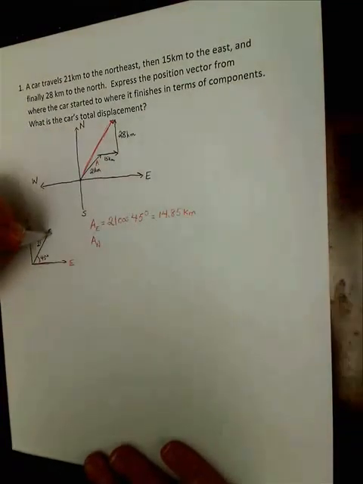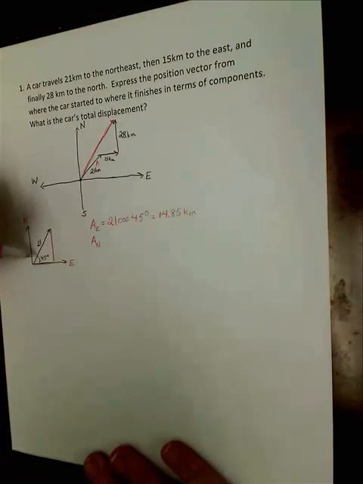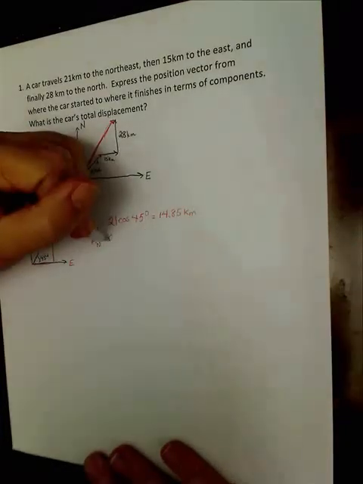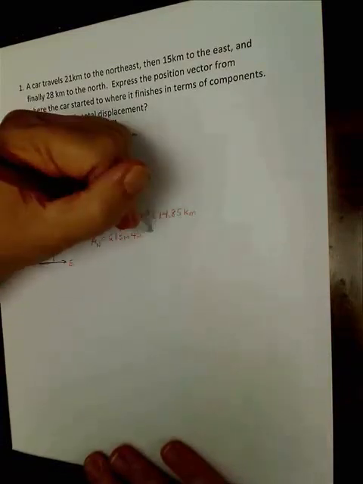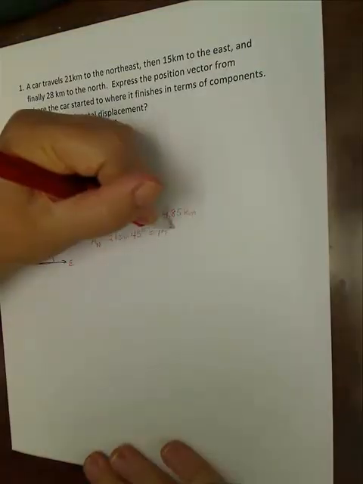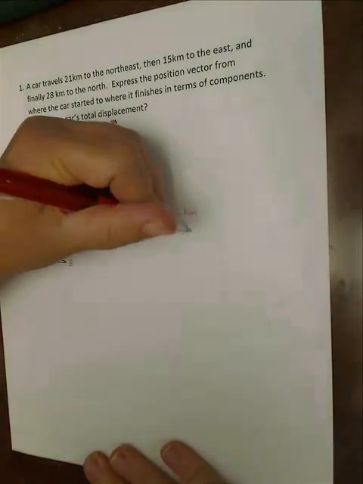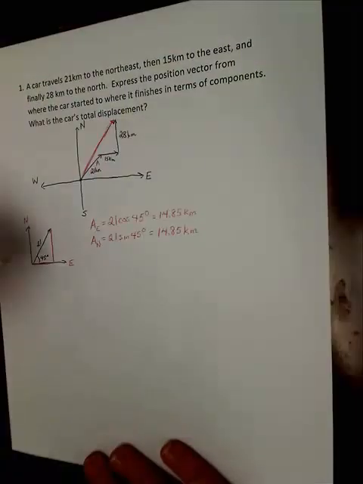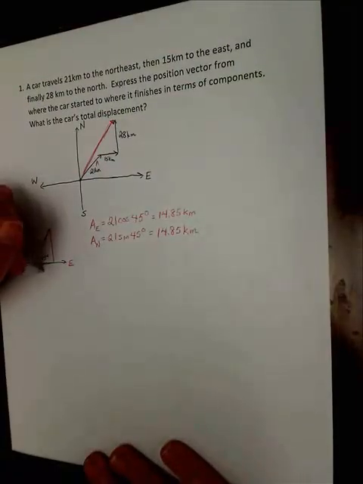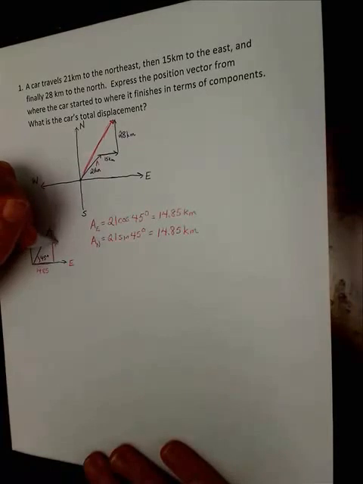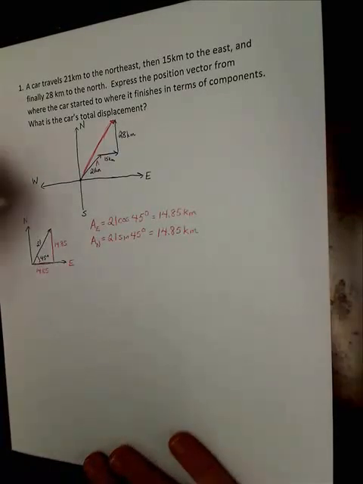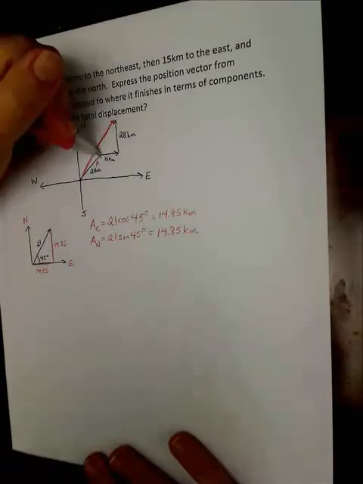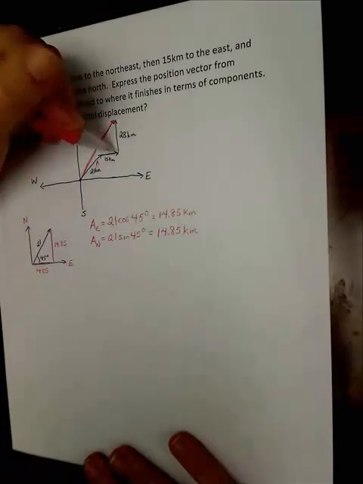How about the north component? The north component is this side of the triangle. This side is opposite to the angle, so I'm going to use sine. 21 sine of 45 degrees. And sine of 45 and cosine of 45, you should know, are the same. So those two components are the same. So I got 14.85 east and 14.85 north. So that's vector A.